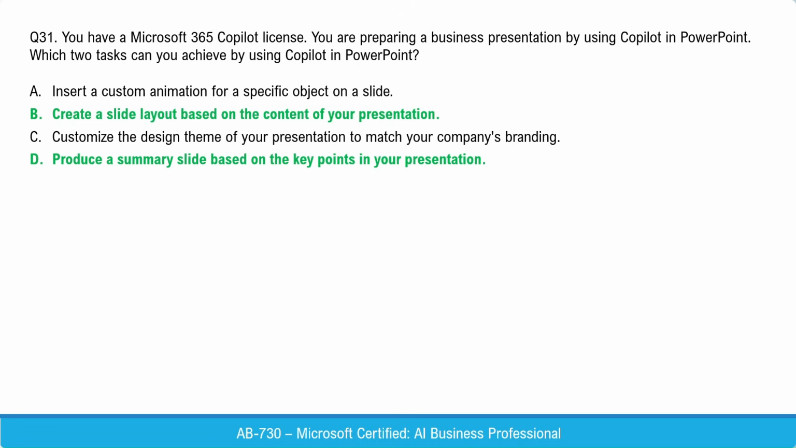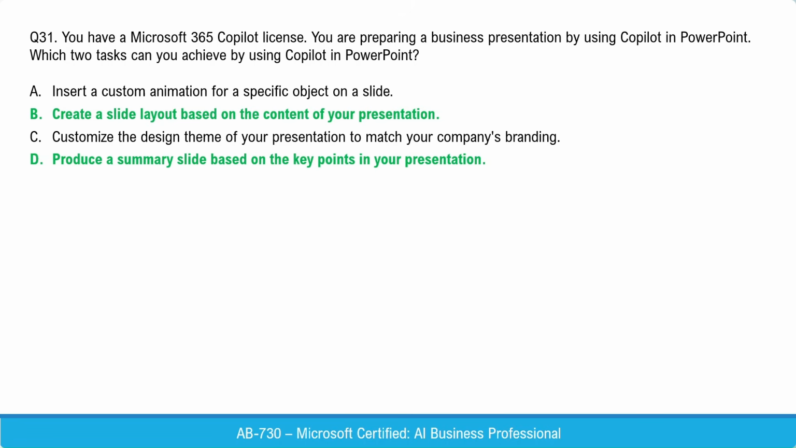Let's break down this question step by step. You are using Microsoft 365 Copilot in PowerPoint, and the question is asking which two tasks Copilot can perform. The key idea here is to understand what Copilot is really good at. It focuses on content generation, structuring, and summarization rather than detailed design customization. Now let's evaluate the options. Option B says create a slide layout based on the content of your presentation. This is absolutely correct.